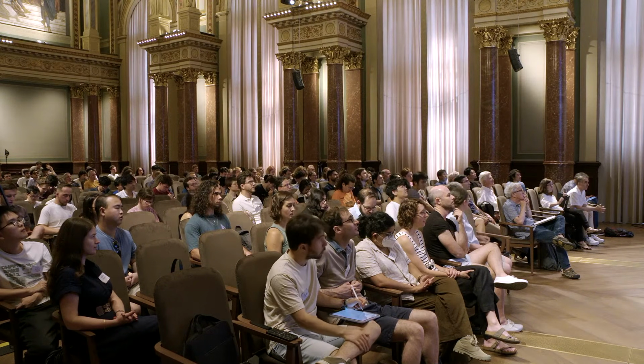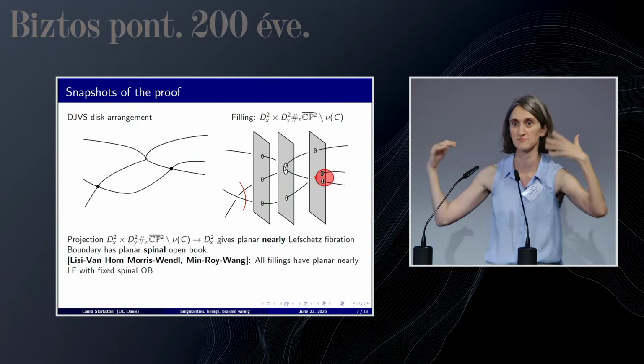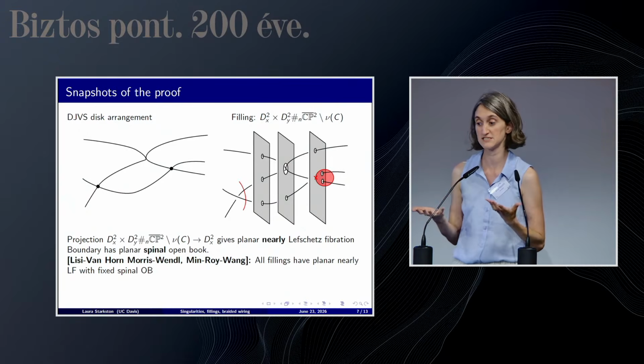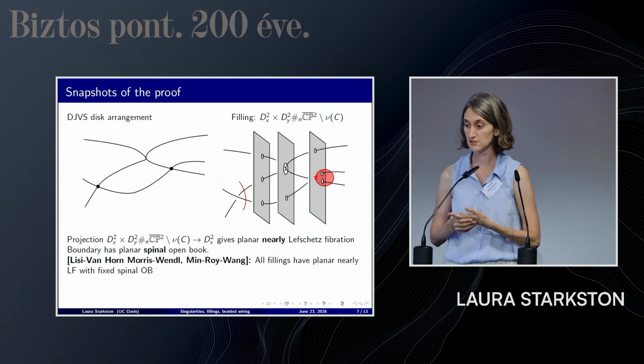So let me just give you a little taste of what goes into the proof. There are two directions of the theorem, because it's a bijective correspondence. If you want to start with a DJVS disk arrangement and construct a filling, what do you do?